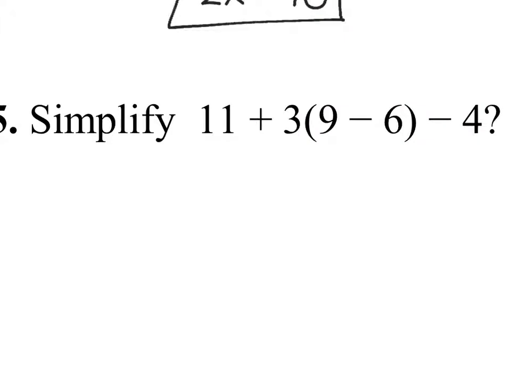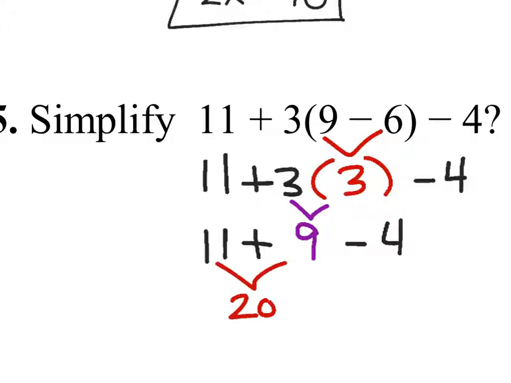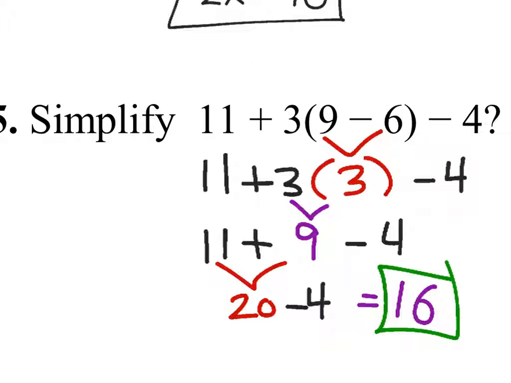All right, simplify. 11 plus 3 times 9 minus 6 minus 4. This one looks more like an order of operations problem. So 9 minus 6, that's a 3 right here. And now we will do 3 times 3 by the order of operations. That's a good old 9. So we got 11 plus 9 minus 4. Now we'll do 11 plus 9, which is 20. 20 minus 4, 16. So B.